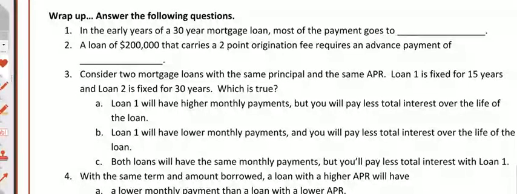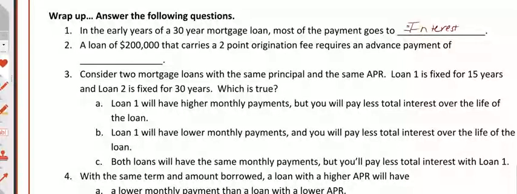So let's answer a few questions. In the early years of a 30-year mortgage, most of your payment goes to what? Principal or interest, one of the two. The answer is most of your payment goes towards interest.